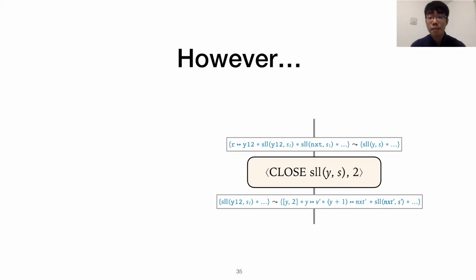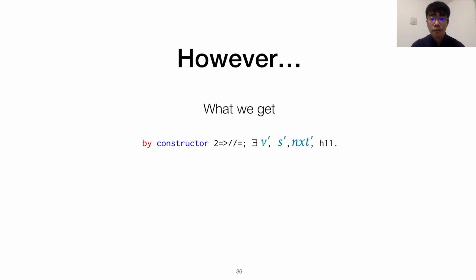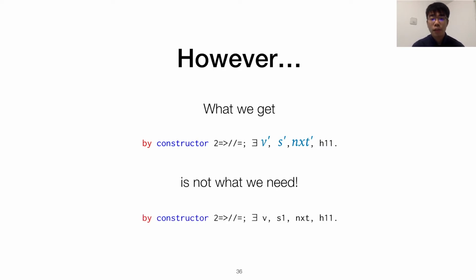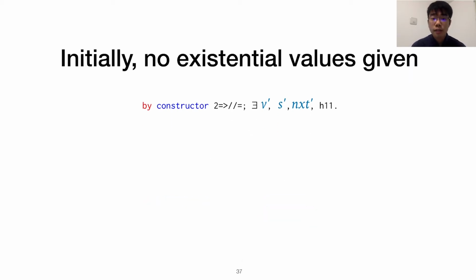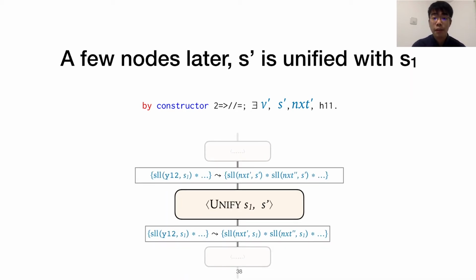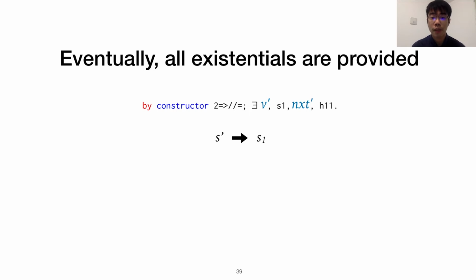But if you look at the deferred step that gets computed from the close rule, you'll notice that the existential variables of the unfolded predicate constructor don't quite match up with what's actually needed in the HTT proof. This is because when this step was first enqueued, Suslik referred to the existentials by their default names. But a few nodes later, S prime is unified with another variable, S1, by this unify rule. Similarly, the other existentials also get their correct values later on.